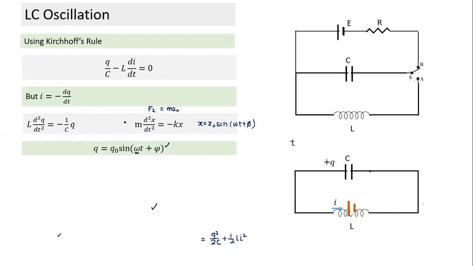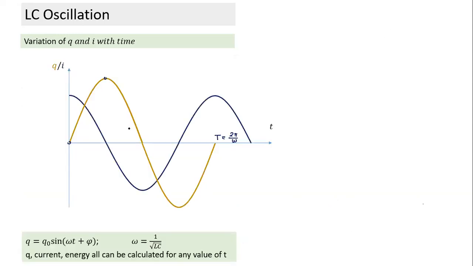But what does L do? What was being done by M there? The same thing is being done by L here. That's why the inductor is also called electrical inertia. And what is K equivalent to? Inverse of capacitance is equal to the spring constant. So these are the equivalent terms, and we can relate all these terms from this equation.